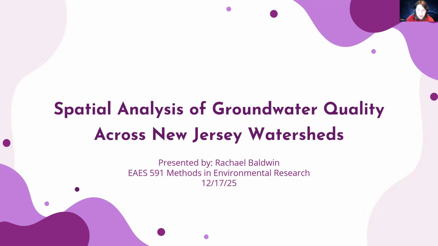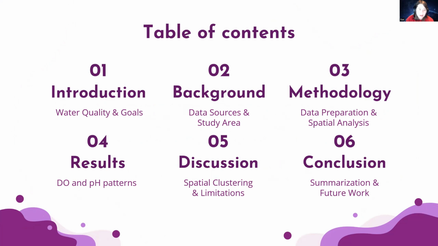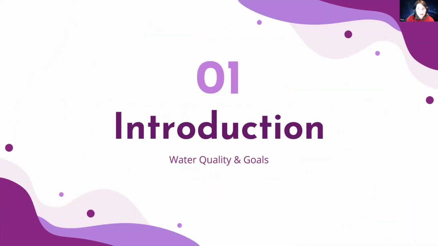Across New Jersey watersheds, focusing specifically on dissolved oxygen and pH. These indicators help us understand overall watershed health and how human activity might be influencing groundwater conditions across the state. I'm going to briefly go over the introduction, background, methodology, results, discussion, and the conclusion. First up is the introduction.